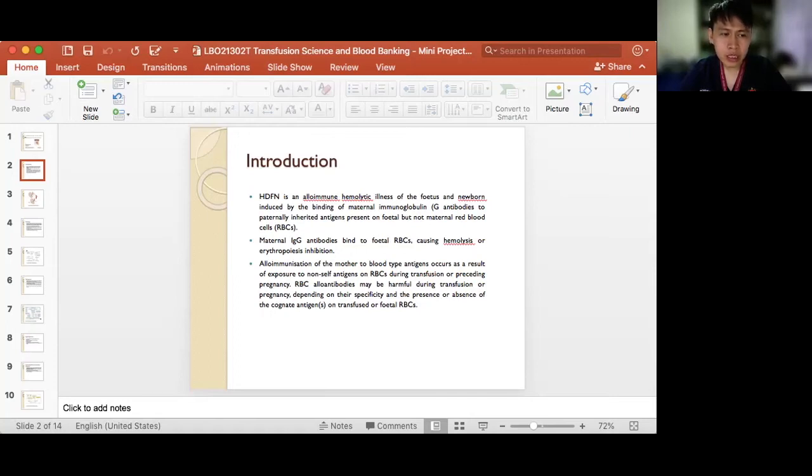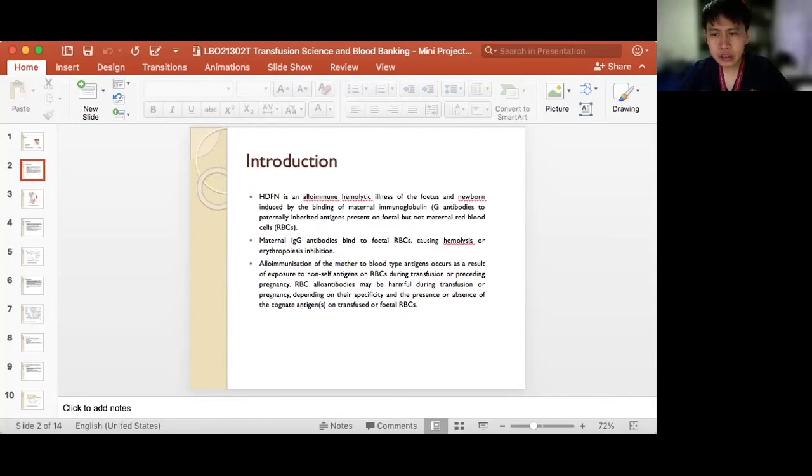As a result, anemia in the fetus or neonate, extramedullary hematopoiesis, and neonatal hyperbilirubinemia may occur, with severe cases culminating in fetal loss or neonatal death owing to hydrops fetalis. HDN is classified into 3 subtypes based on the antigens involved: rhesus, minor red cell antigens, and ABO.